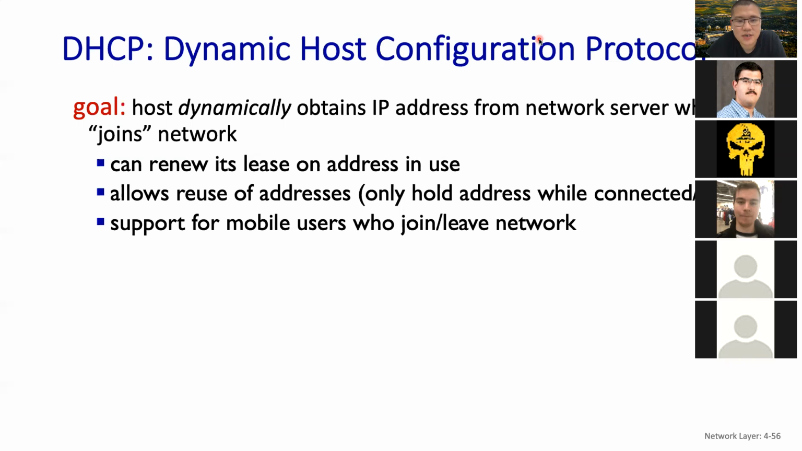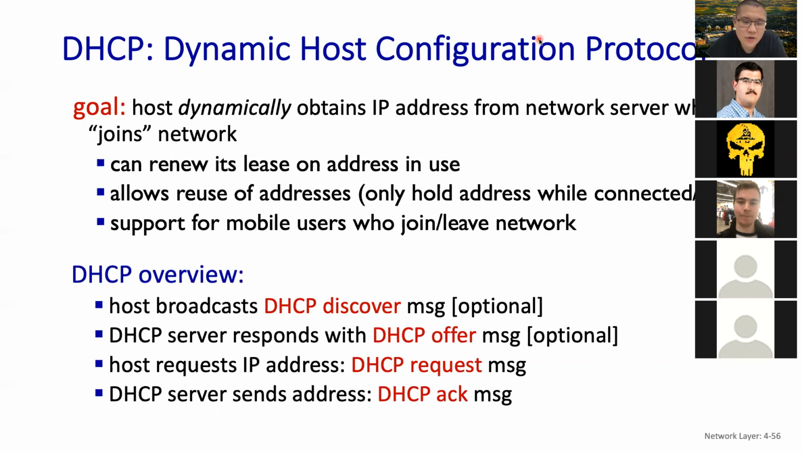And if you change buildings in the campus, or go to a market or restaurant, a new IP address is allocated for you. So for the DHCP overview, the host broadcasts a DHCP discover message. We will show a figure later, but the general scheme is that the host broadcasts the DHCP discover message because you join a new network, right? And the DHCP server responds to offer a dynamic address to you, right? Then the host requests the IP address, and the DHCP server sends the address, right?